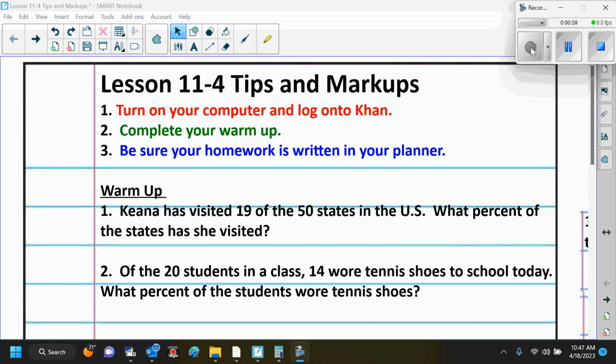Number 2 says, of the 20 students in a class, 14 wore tennis shoes to school today. What percent of the students wore tennis shoes? What do you think? Very good. How did you do it?